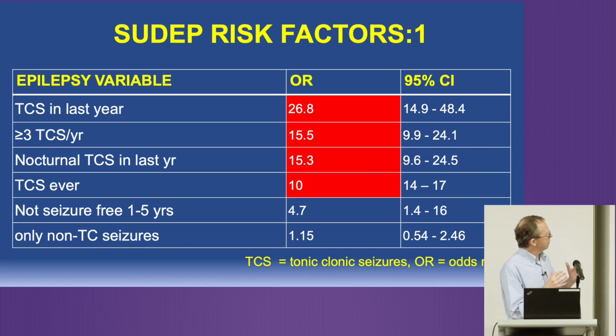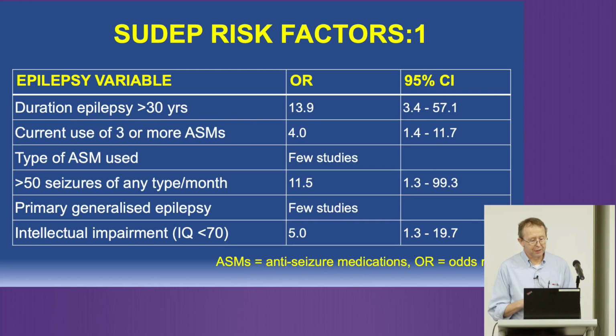Similarly, there are very high odds ratios if you've had multiple tonic-clonic seizures over the last year, or nocturnal tonic-clonic seizures, but then also just not being seizure-free is a risk factor. They are epilepsy variables, and there's a whole lot of other epilepsy variables that have been examined in these studies. Duration of epilepsy makes sense: the longer you've got it, the ongoing risk continues.